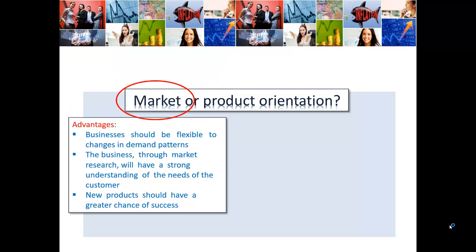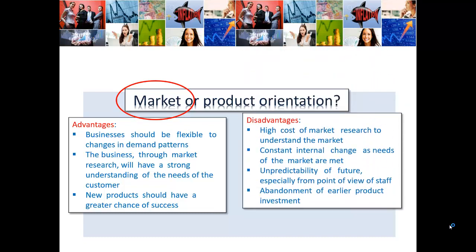So the advantages of market orientation: businesses should be flexible to changes in demand patterns. The business, through market research, will have a strong understanding of the needs of the customer, and new products should have a greater chance of success.